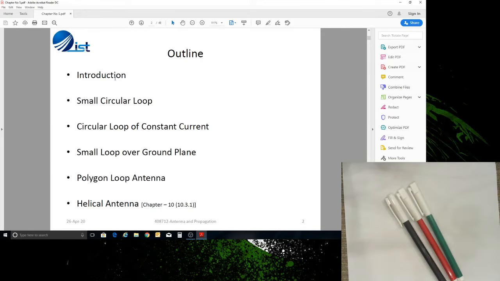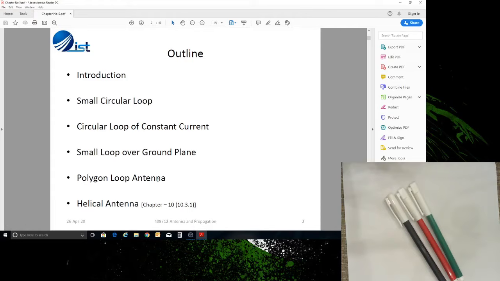हम लोग अभी तक इंट्रोडक्शन और स्मॉल सर्कुलर लूप को डिस्कस कर चुके हैं लास्ट लेक्चर में। आज हम बात करेंगे circular loop of constant current, and then will talk about small loop over a ground plane. We're not going to talk too much about it because we will see that the same discussion that we had for a vertical electric dipole can be applied directly to these circular loops as well. So we will not be putting too much time into this topic.